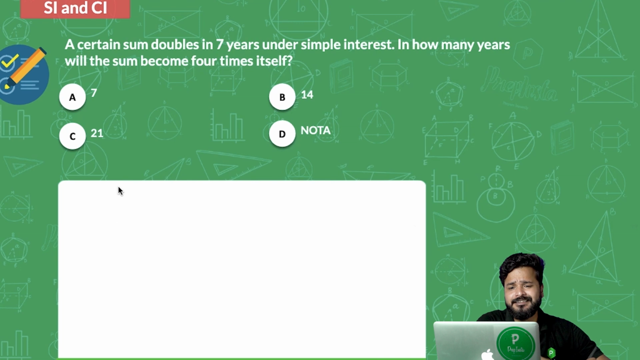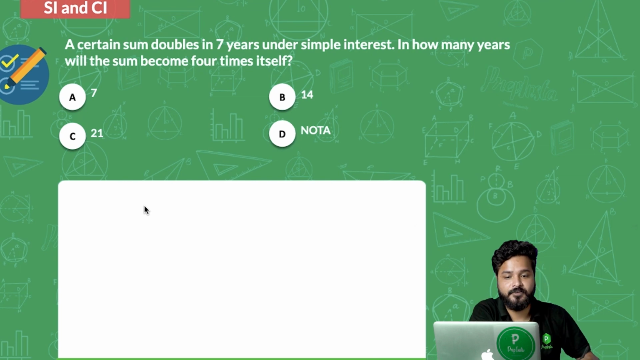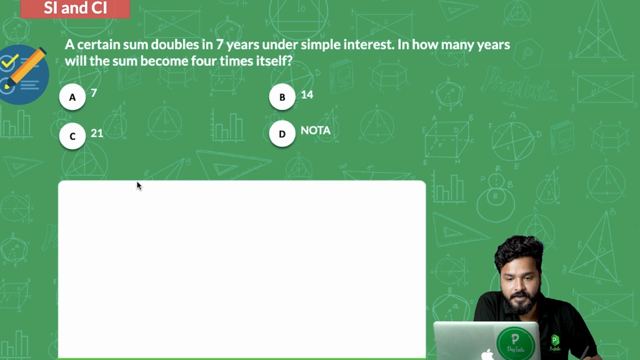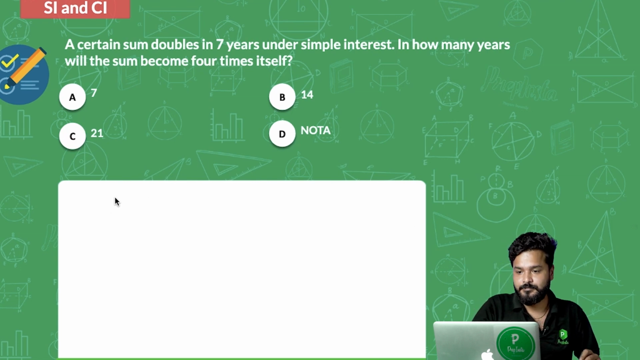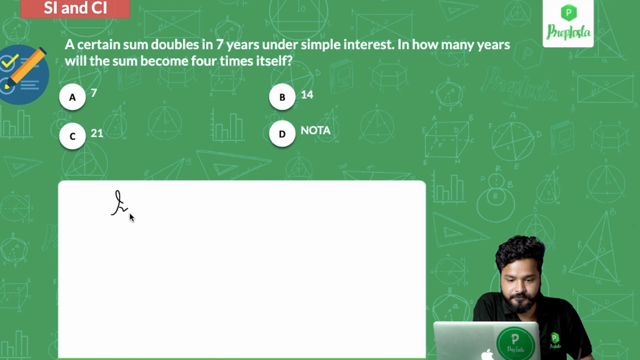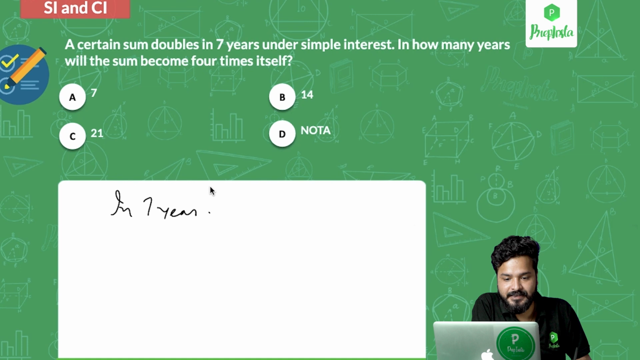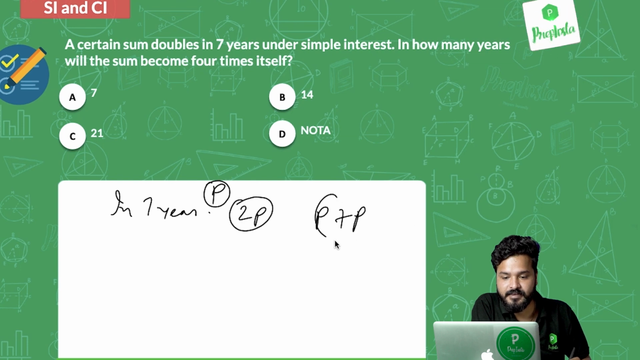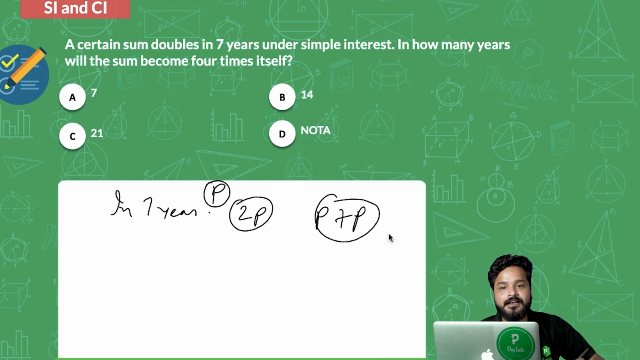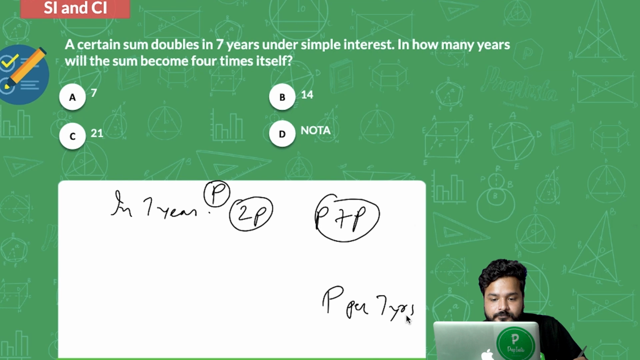Okay. So guys, this is a pretty simple question, right? We saw in the second question that we calculated the amount in 3 years, so this much amount in 5 years, so we can calculate the simple interest from there. A similar trick we can use here. It doubles in 7 years, right? Let's say the principal amount is P. So in 7 years, it doubles, 2P. So it is nothing but P plus P. In 7 years, the interest is P per 7 years, or the interest is P by 7 per year.